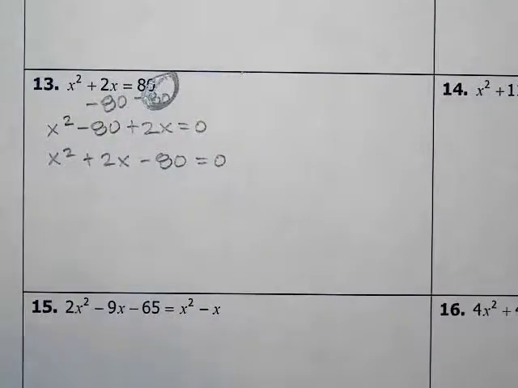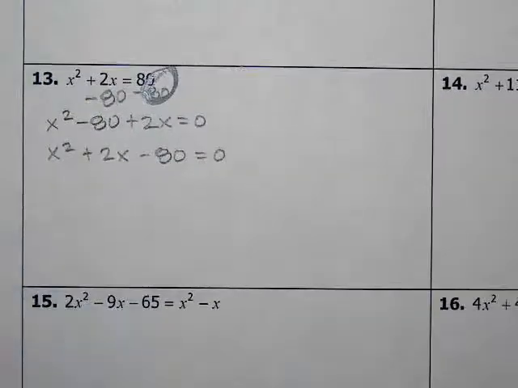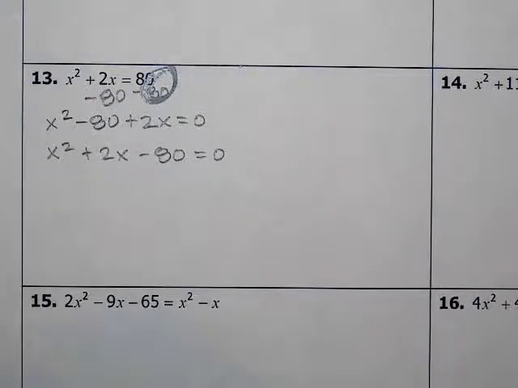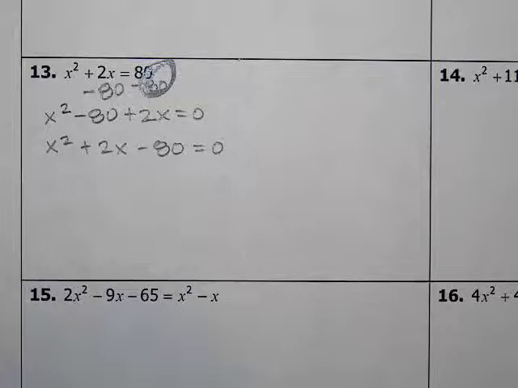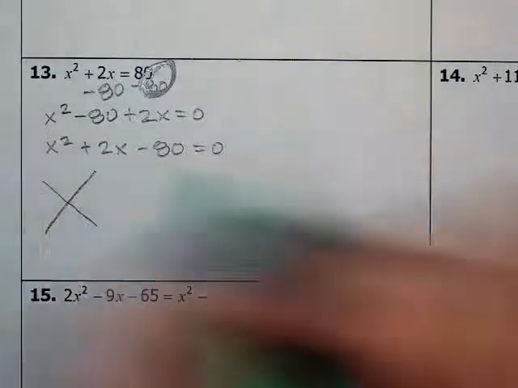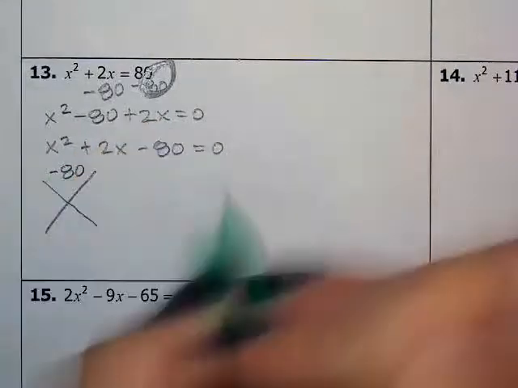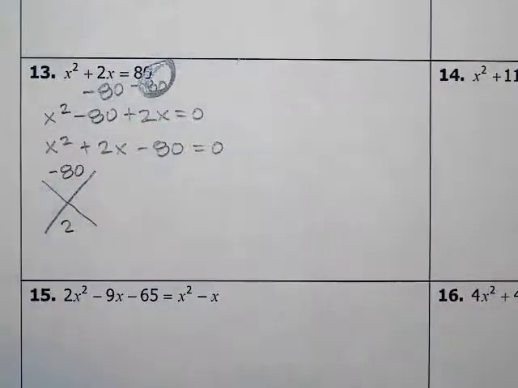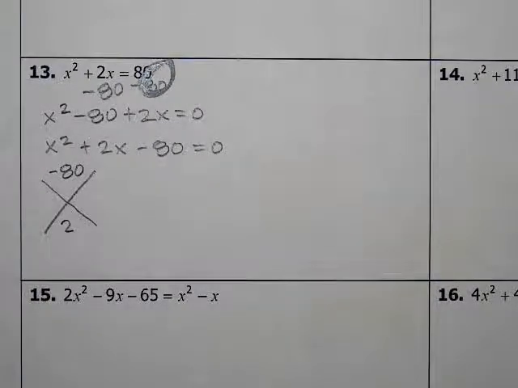So we've done the first step. That was so much work. It finally equals 0, and it's in the right order. Now what should we do? Factor. So we're looking for two numbers that multiply to negative 80, but add to 2. 10 and negative 8.